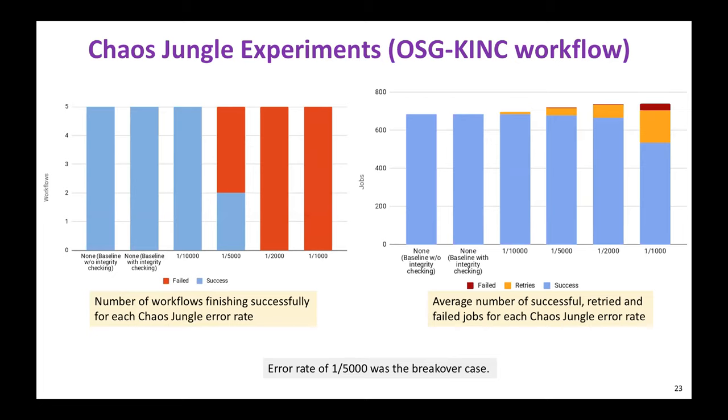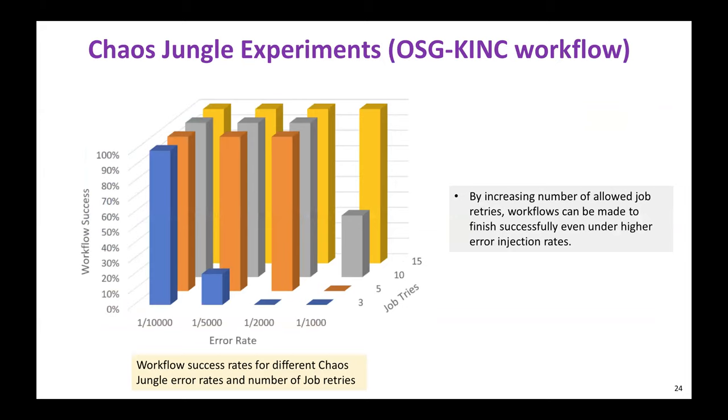Now, as Mots mentioned, Pegasus has this job retry capability, where you can retry a job if a job has failed. So we added one more axis to the experiments where we increase the number of job retries and try to see whether by increasing the job retries, more workflows can finish successfully or not. And lo and behold, that's true. We can see that if we increase the job retries, the workflow success percentage actually increases, right? So there are these two different knobs, and we saw that Pegasus is able to detect the error in most cases, and in many cases, it can move past integrity errors.